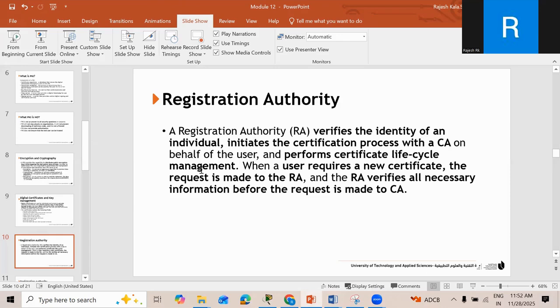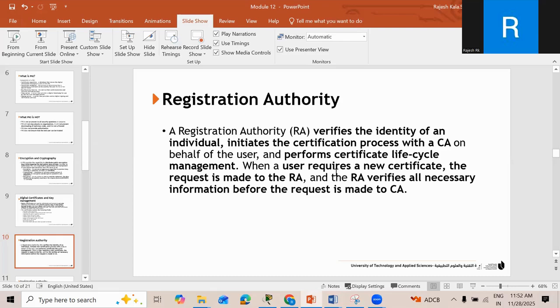So I have a request. I want to get a digital certificate for my communication. Say, myself, Rajesh, I will send a request to the registration authority and give my details: username, my identity, everything. Then the registration authority will verify whether my ID details are correct, whether I am an authorized user or not. Then they will send a request to the certificate authority that Mr. Rajesh needs a certificate, and they will mention the life cycle of the certificate also. How long we need the certificate.